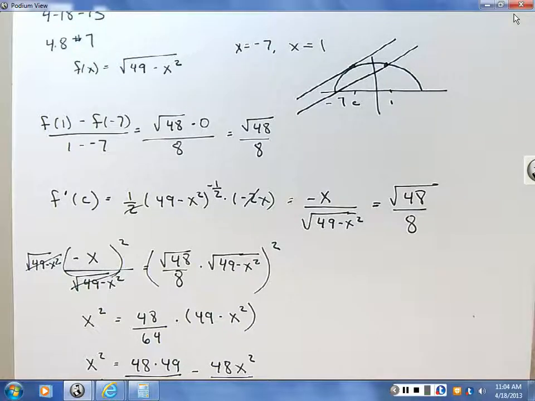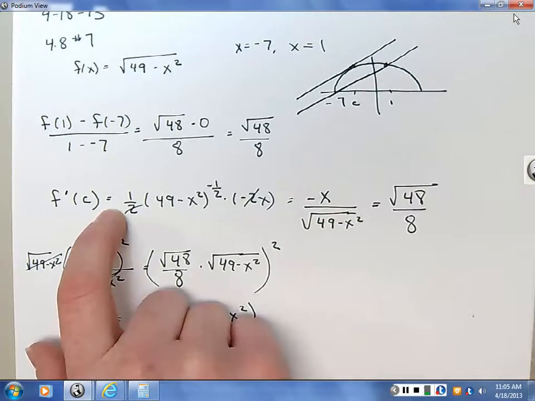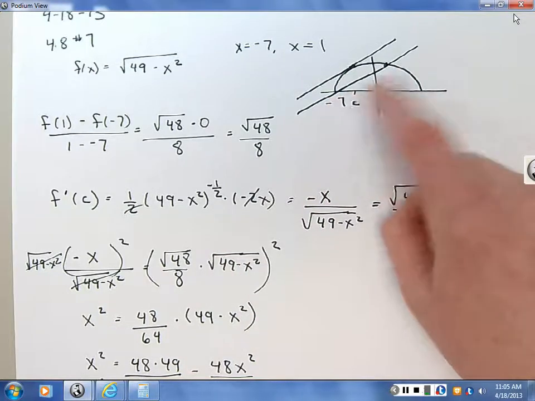Whereas with the mean value theorem, you're going to have to plug in those values to find your slope. Yes, you find the slope of the secant line, and you set that equal to your derivative, because that's where you're saying, when does the derivative equal the same slope as the secant line? That's what you're looking for.